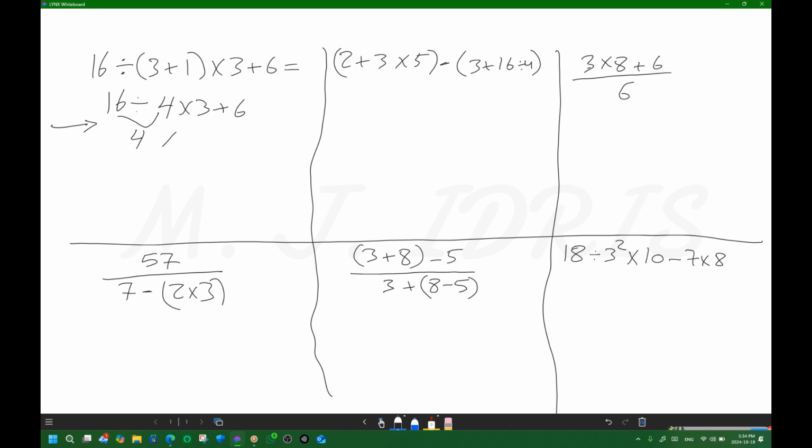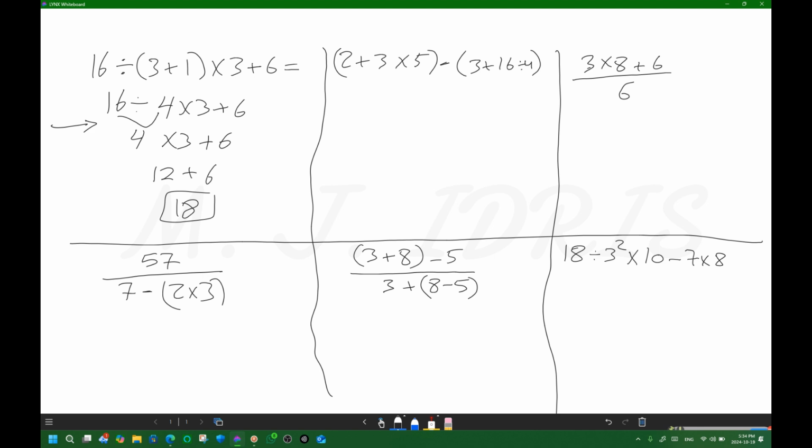Now the rest of the equation, times 3 plus 6. I have a multiplication and an addition. Multiplication first, which gives 12 plus 6. Lastly, the answer is 18. And that's it.